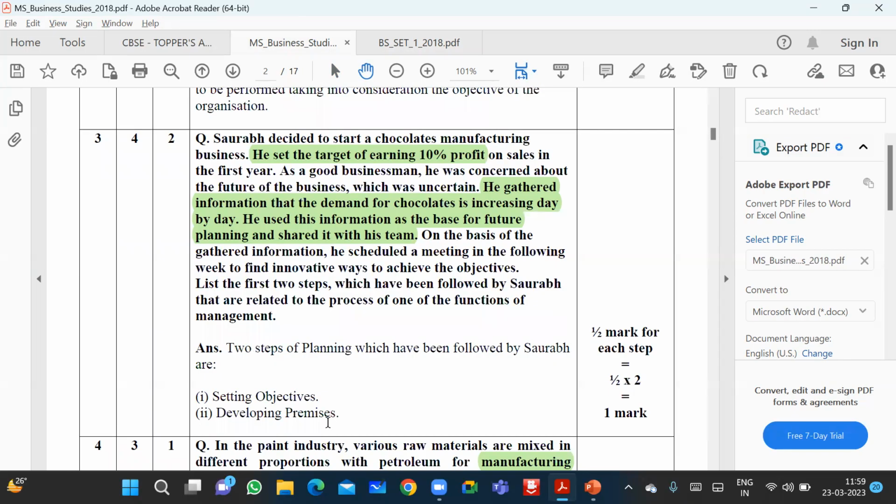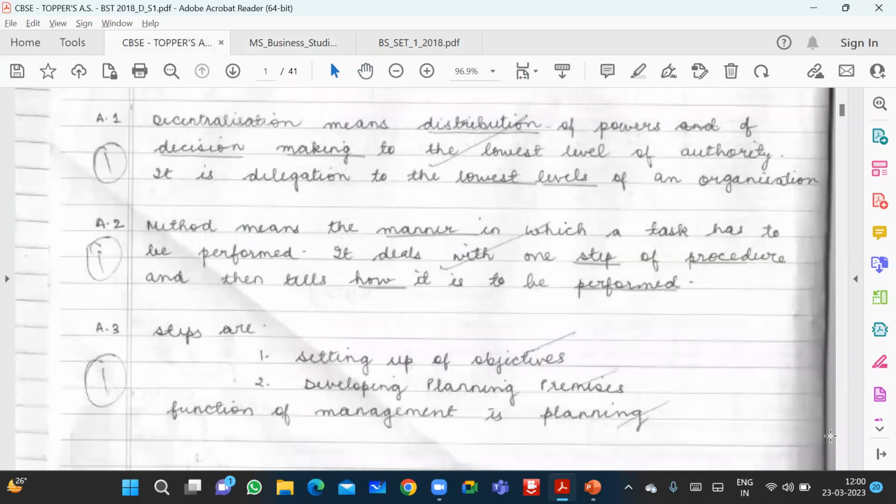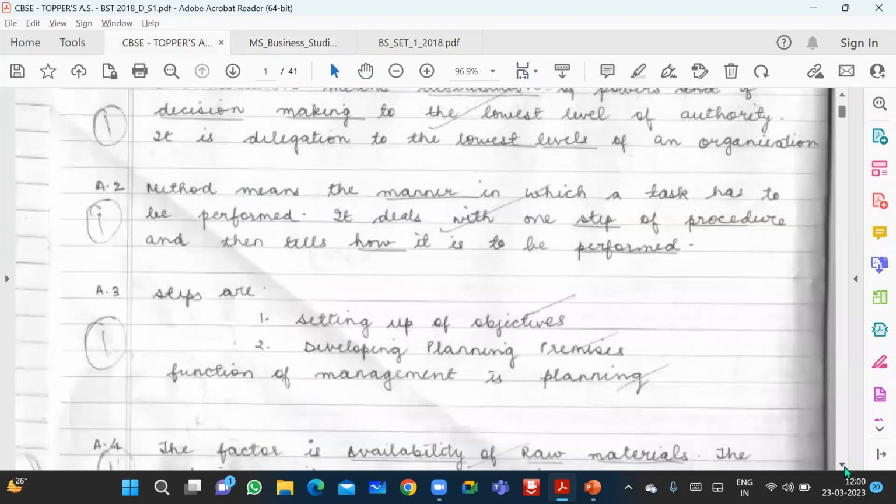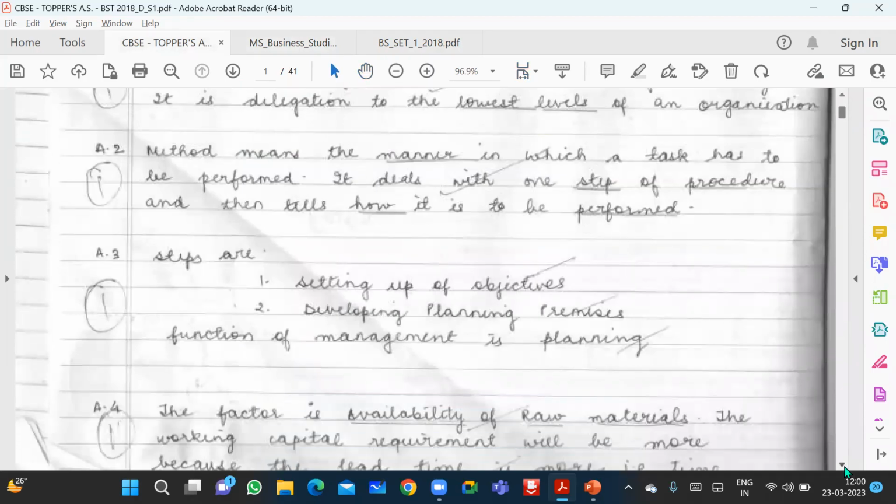If you explain, then there is no harm. And one step carries half mark. So now let's see how the topper has written. The topper has written the first two steps, and the student has not explained it because it was asked to list the name. So whenever it is asked to list the name or to identify any point, then you don't need to explain.